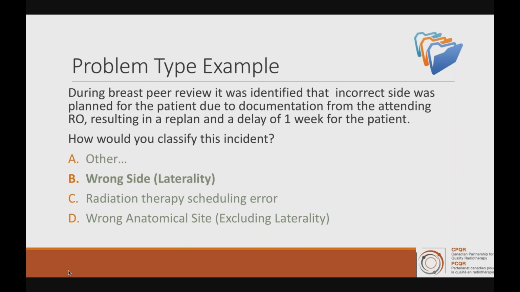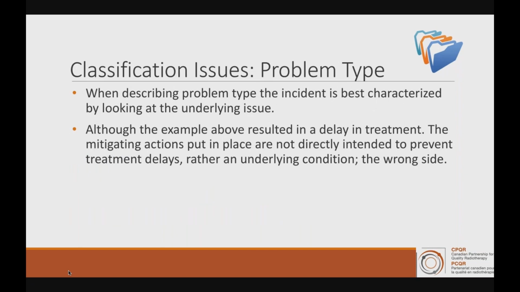So wrong side, laterality would be the most appropriate problem type for this. How does it differ from wrong anatomical site excluding laterality? Simply by the fact that D excludes laterality, so we wanted to tease out those laterality issues. However, the patient did have that delay of 1 week because of the replan. So why wouldn't we choose radiation therapy scheduling error versus the wrong side, laterality?